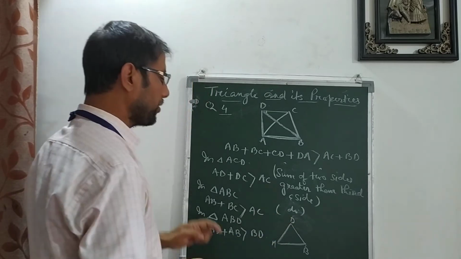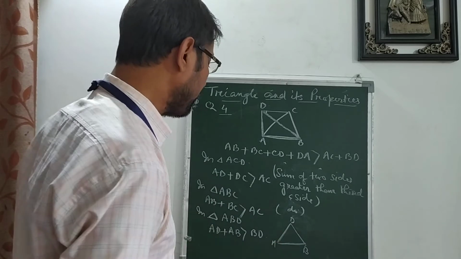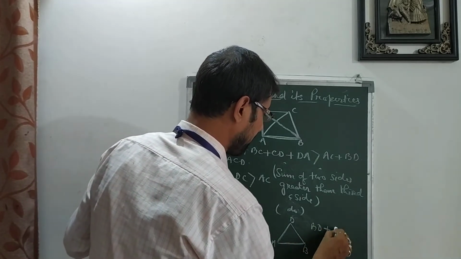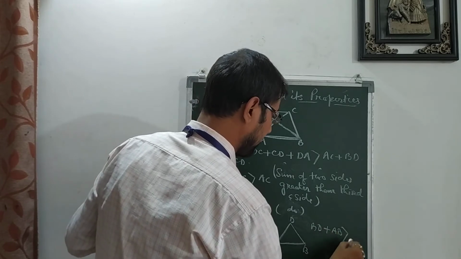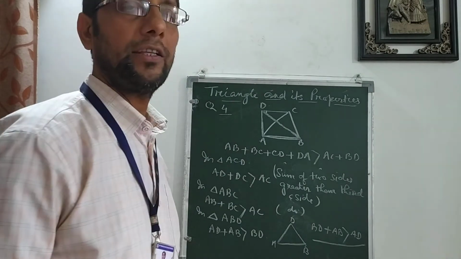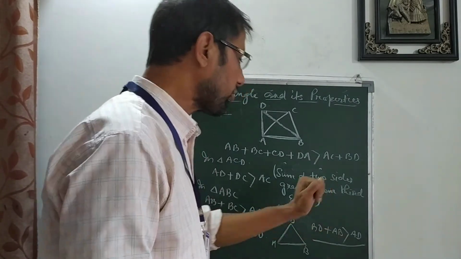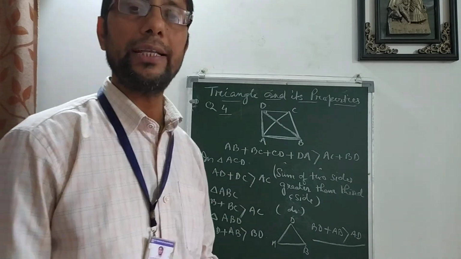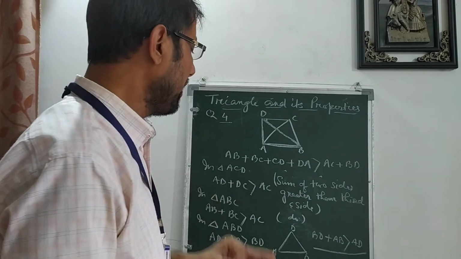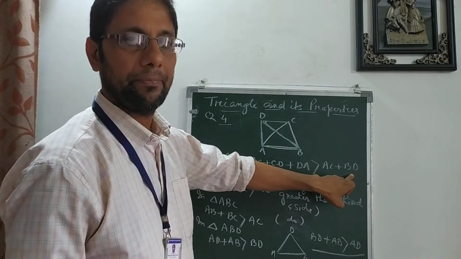So there is a question that arises: why am I keeping AC on the right hand side? Can't we write like this, BD plus AB is greater than AD? This also we can write. This is also the property, sum of two sides is greater than the third side. But I am not writing this. But why? Because in the right hand side of the proof we can see that AC and BD are there.